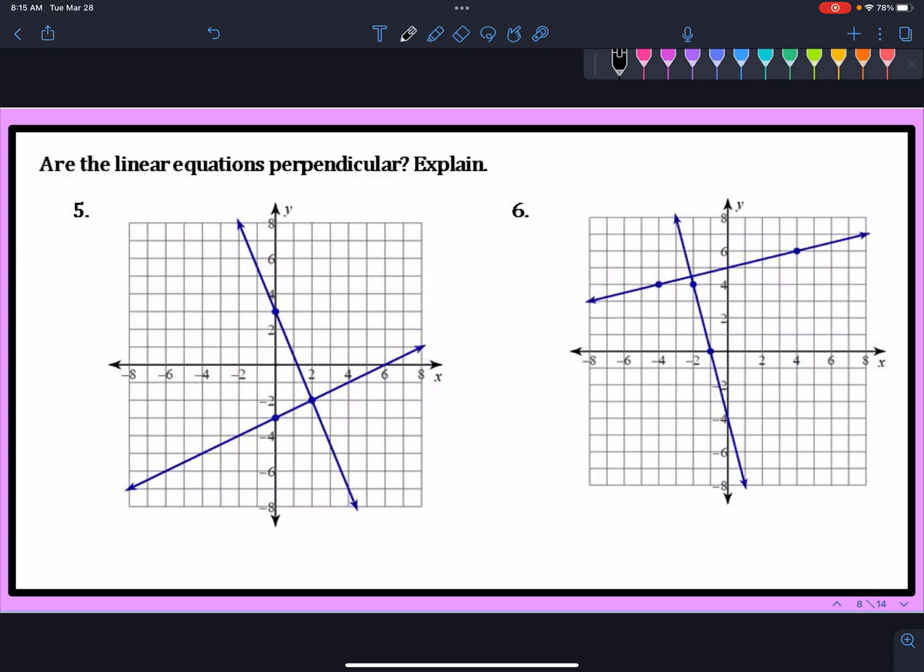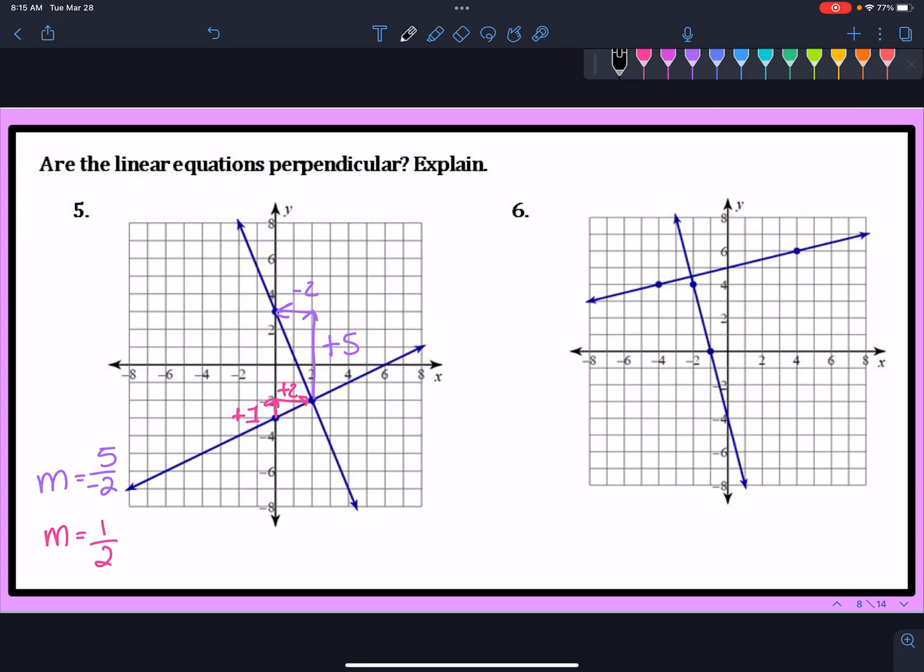Okay, are these equations perpendicular? I'm going to do the first one with you guys. Let's find the slopes. So I notice that this one, I'm going up 1 and right 2. So our first slope is 1/2. I can then also find the other slope, which I'm going up 1, 2, 3, 4, 5, and left 2. My other slope is 5 over -2.